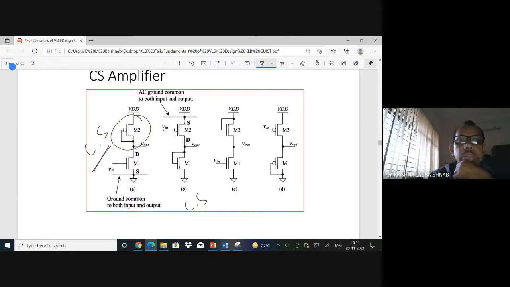At the drain side, I put a resistance. This is nothing but a resistance, I already said. This is also a resistance. So remember that in a PMOS circuit, this is the source, this is the drain. This becomes a resistance.